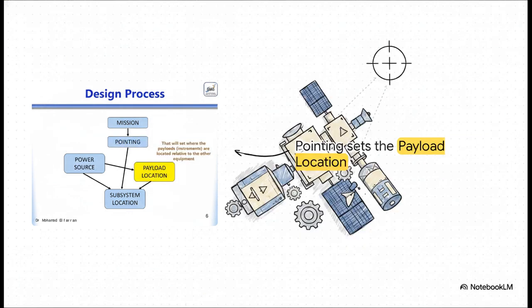And once pointing is established, the third step just naturally falls right into place. Payload location. Those really strict pointing requirements we just talked about essentially dictate exactly where your instruments physically have to sit on the spacecraft relative to all the other equipment. Basically, your instruments get priority seating. You have to ensure they get a completely unobstructed view of whatever their target is.